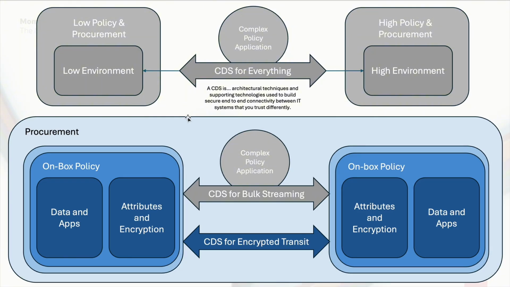The way I see it is slightly different, and that's that we can have one procurement wrapper and actually take away the low and high distinction and just have secure boxes with on box policy that tell our data and apps how to behave, that deal with attributes of who is allowed to view data, how that data is subsequently encrypted, and then actually use our CDSs slightly differently. For bulk streaming, fine, complex policy application, keep that, but reduce the load and actually just have encrypted transit. And that works the same, low side and high side.